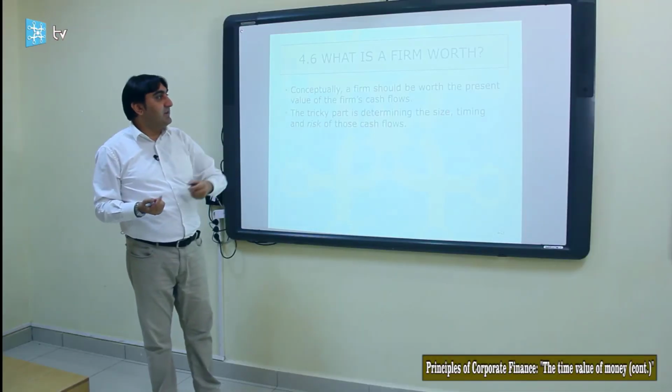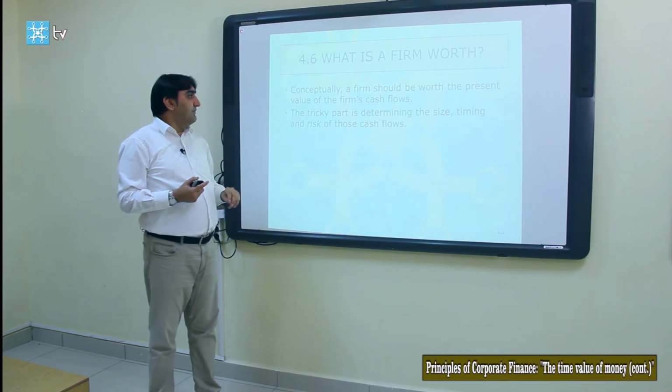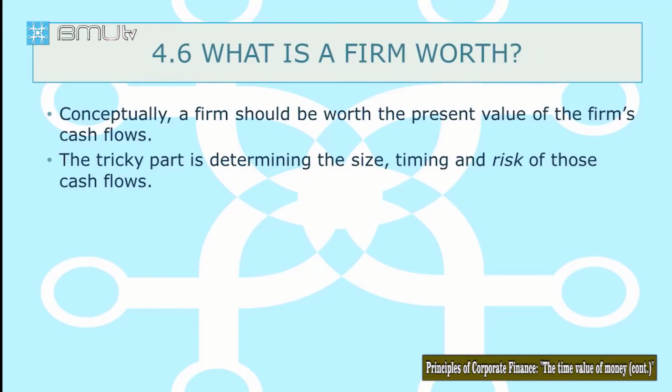Conceptually, a firm should be worth the present value of the firm's cash flows. The tricky part is determining the size, timing, and risk of those cash flows. Of course, firm or company valuation is a different topic. It has many details about the size of cash flows, as it says here, timing and others.